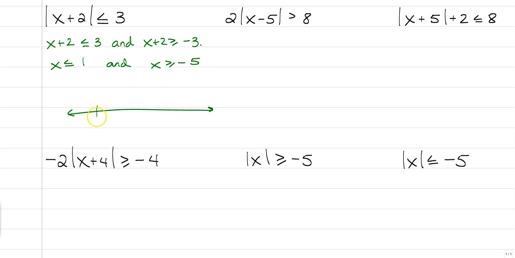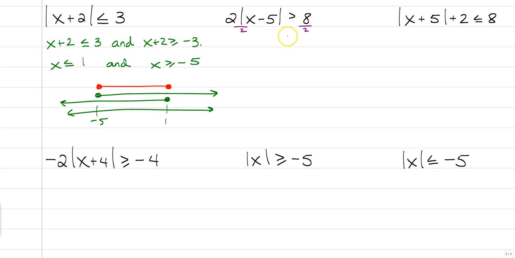So we have our negative 5 and our 1. X is less than or equal to 1 and greater than or equal to a negative 5. Since this is an and statement, we are looking for the most specific range, and it's only in between negative 5 and 1. Okay?